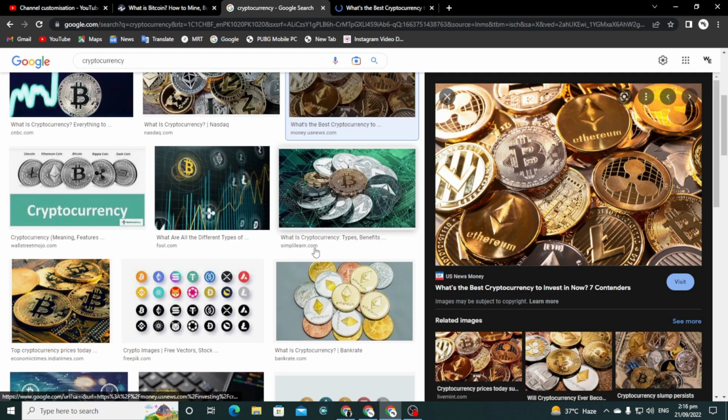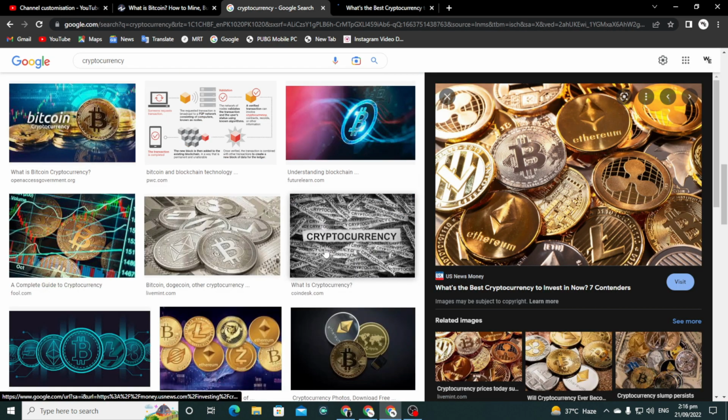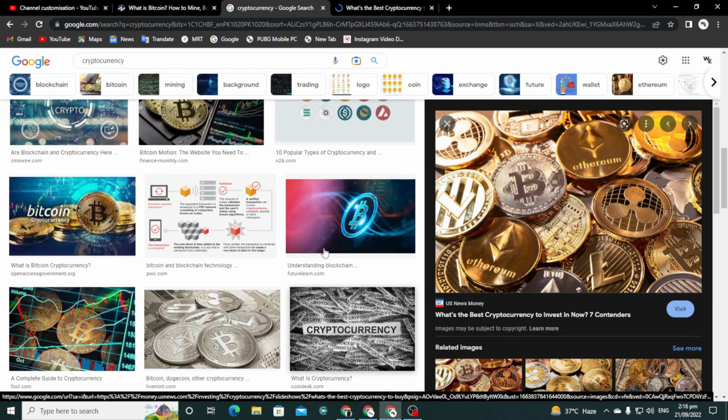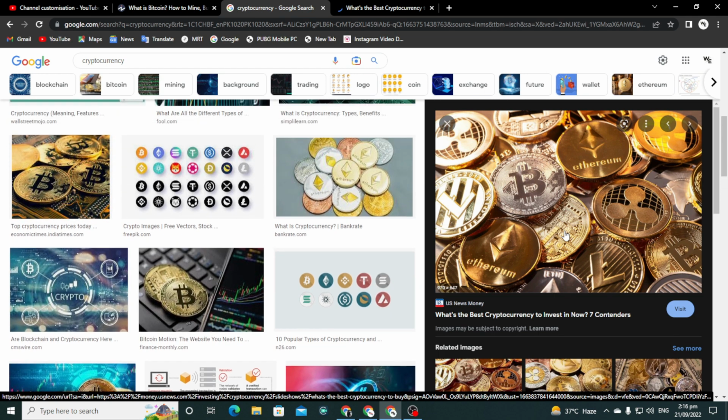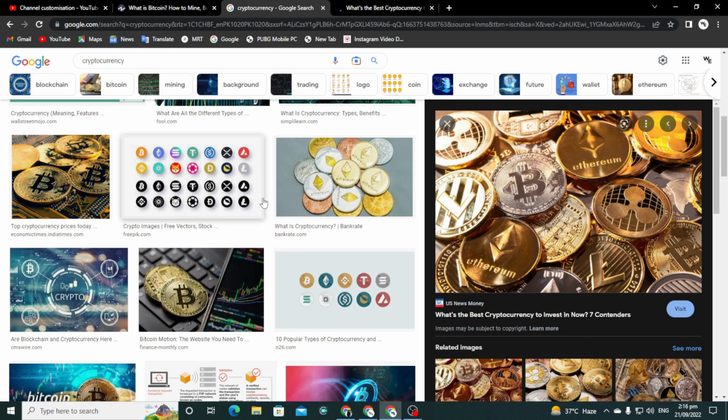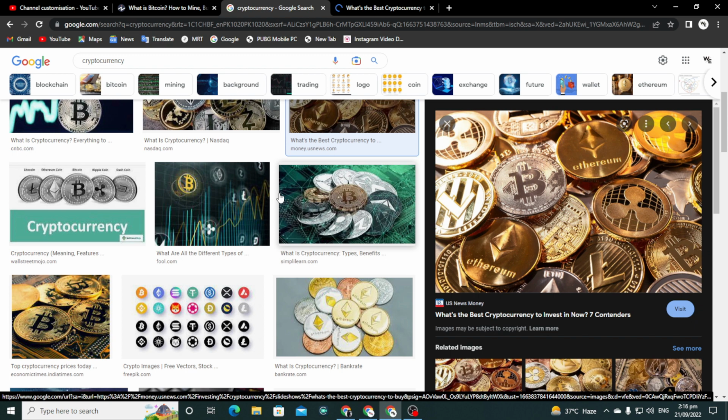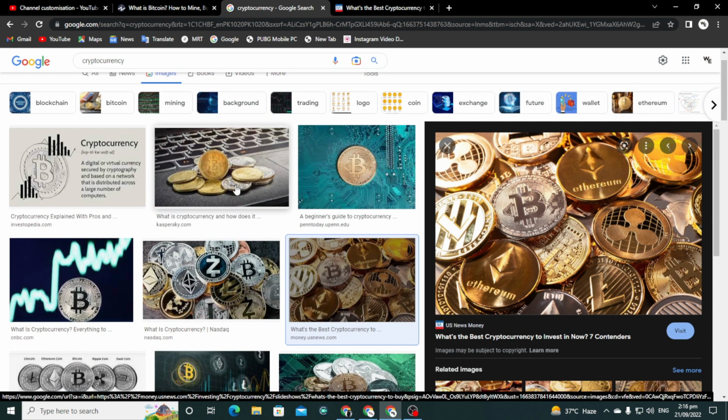Okay, so here you can see there are a lot of things about cryptocurrency that we can see, but cryptocurrency is nothing like that. Yes, this is something not visible at all. These are just imaginary pictures, and cryptocurrency is hidden, encrypted, coded money.